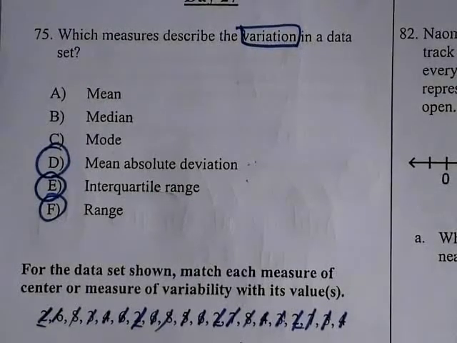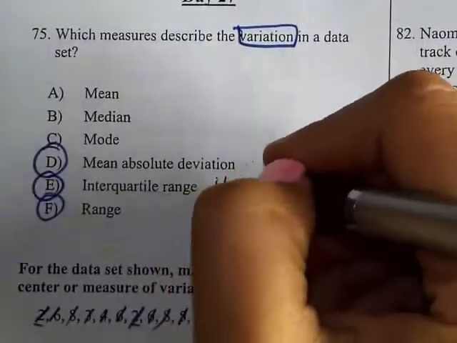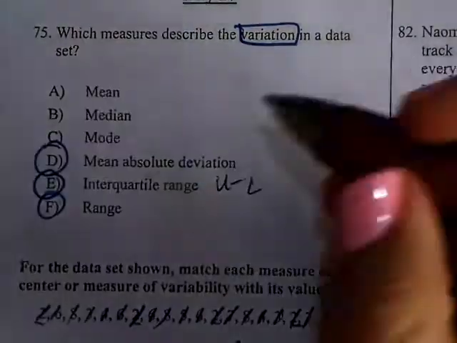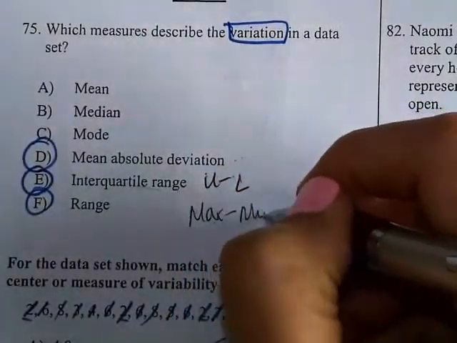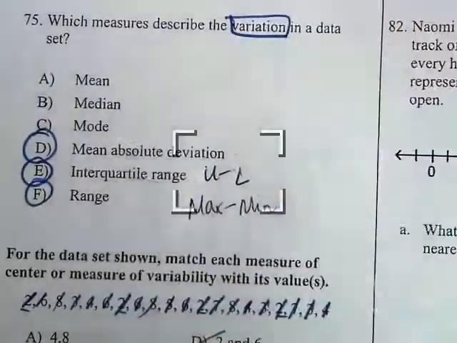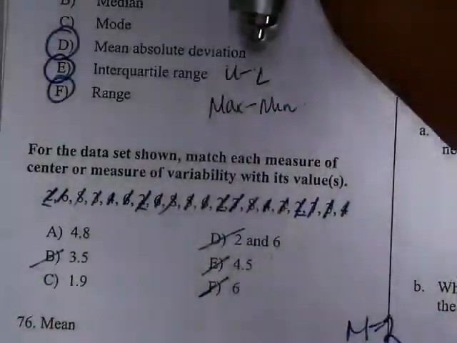Interquartile range is also subtracting the upper quartile minus the lower quartile. The range is subtracting the max minus the minimum number, all showing different types of variation.